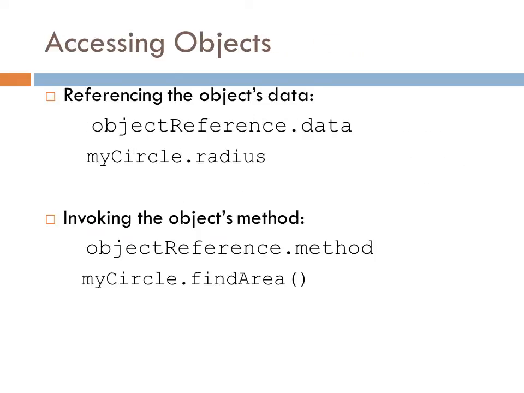Next, accessing objects. In order to access the data of a particular object, we have to use object reference name dot data member. In our example, myCircle.radius. In order to invoke the methods on a particular object, we have to use the reference of the object, then dot method name. Similarly, in our example, myCircle.findArea. So in order to access the properties or the actions of a particular object, we have to use the reference name as a base.